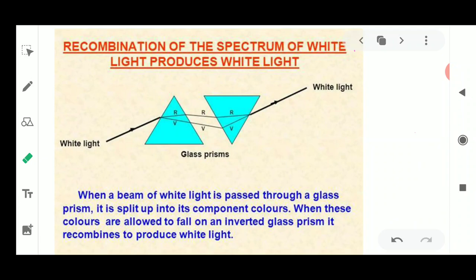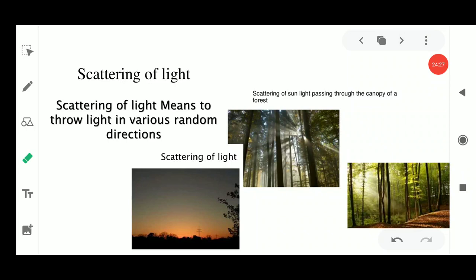Next are some of the natural phenomena which occur in nature because of this dispersion of light. First we will study the scattering of light, which you can see in the different pictures of a forest on this slide, where the light passes through the dense canopy of the forest and scatters. The scattering of light means the throwing of light in various random directions.